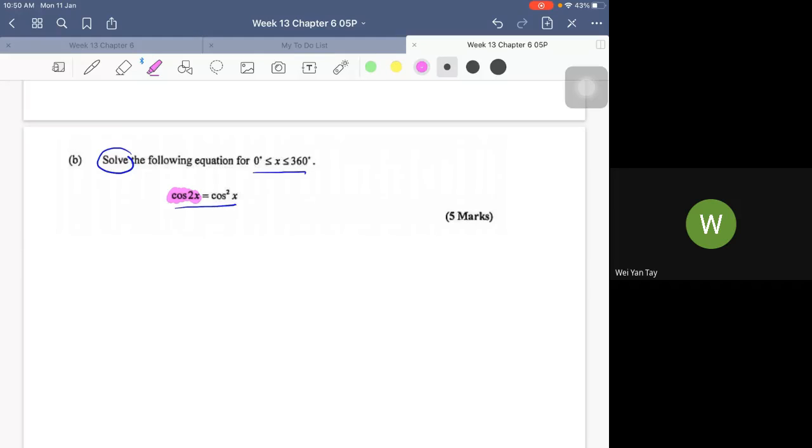And bila soalan tu dia kata solve, apa maksud solve? Solve ni maksud dia cari nilai variable tu. Sekarang for this case, our variable is going to be x. So kita kena cari apa dia nilai x. So that is what it means by bila question tu cakap solve. Okay, now what we're going to do is first, we're going to apply the formula untuk cari formula apa yang kita boleh pakai to modify this double angle.